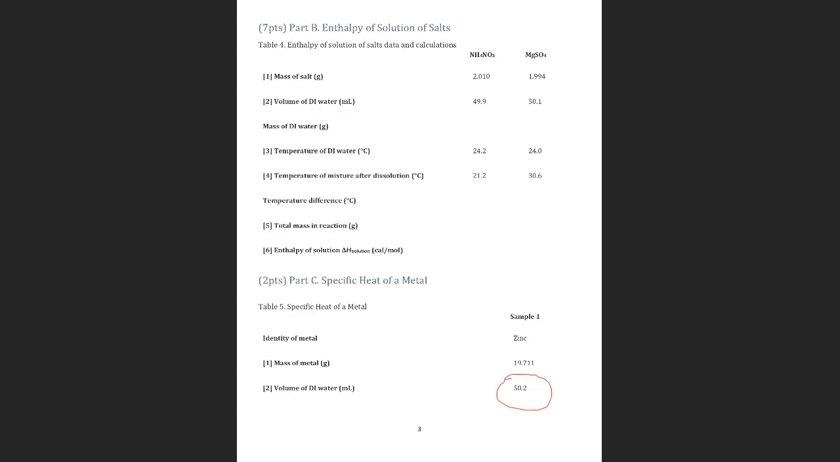In the other experiment, in B, we calculate the enthalpy of solution. So there are three different experiments with three data. The first one was a neutralization reaction. The second was an enthalpy of solution. And this one is calculating the specific heat of a metal. So I think when you read the write-up, you will understand it better. So this one, the volume is 50.2 mLs they are using.